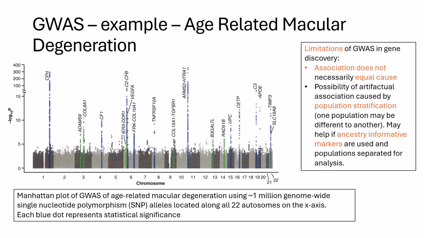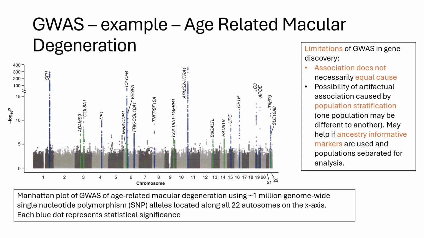So these blue dot variants, or blue dot genetic loci, are considered to be associated with age-related macular degeneration. However, GWAS, or genome-wide association study, does have its limitations in gene discovery, and association does not necessarily equal cause. Just because it's statistically more frequent in the cases compared to controls, there might be confounders, there might be other reasons why it is high.